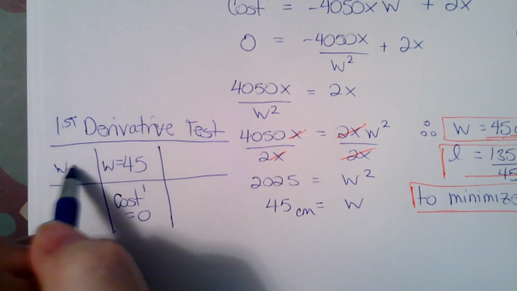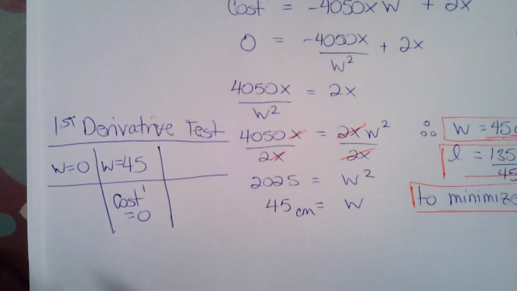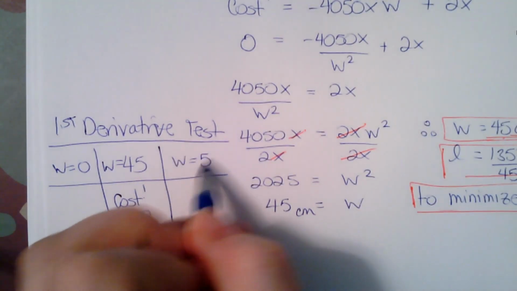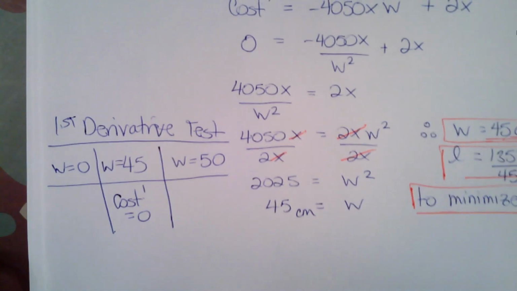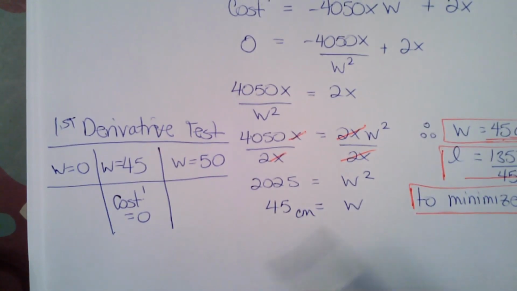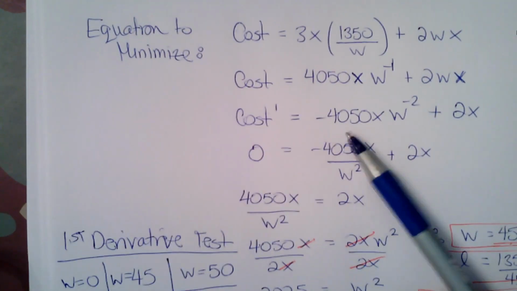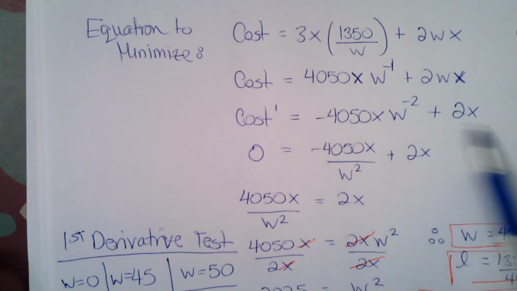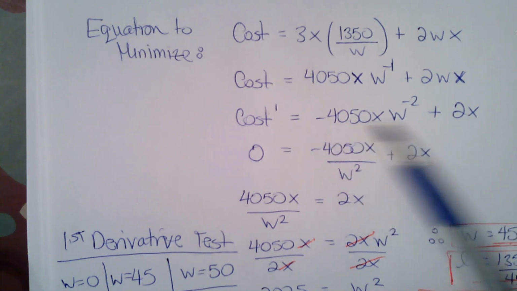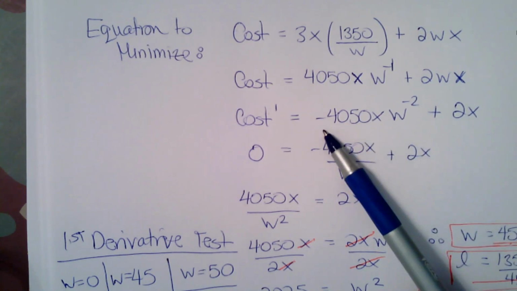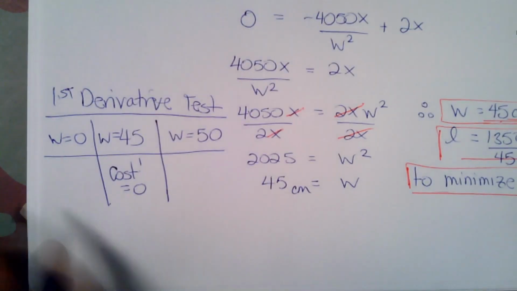Well, I'm going to pick an easy one. I'm going to pick 0 because that's less than 45. And how about when it's 50, something above? So what I have to do is sub 0 and 50 back into this equation here, and solve for it. Okay, so here we go.